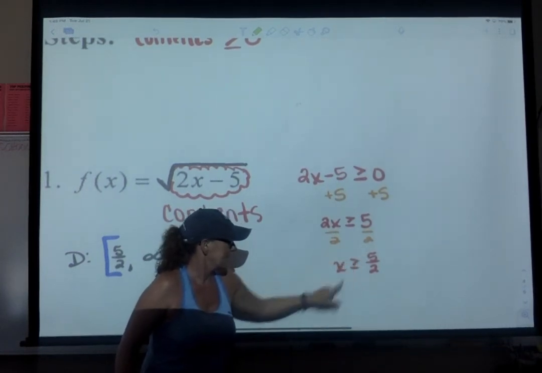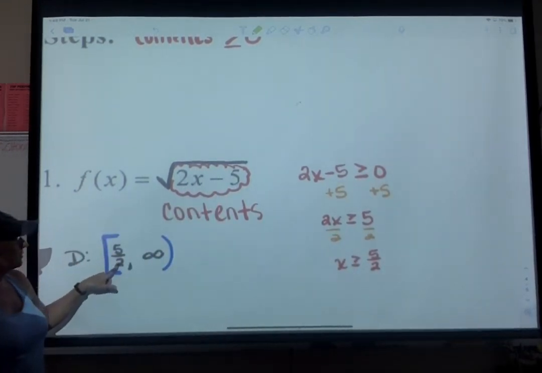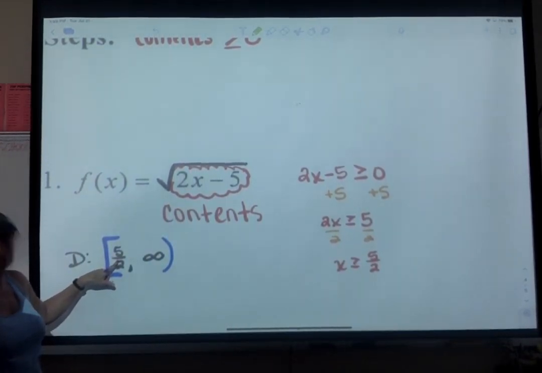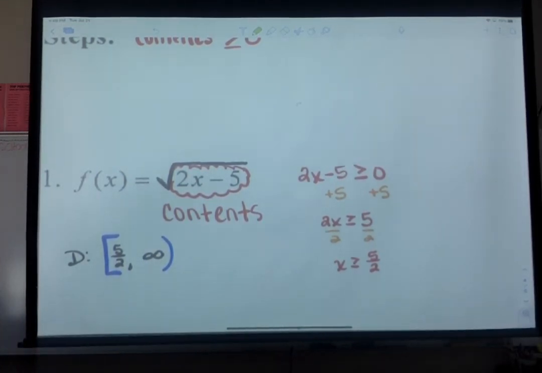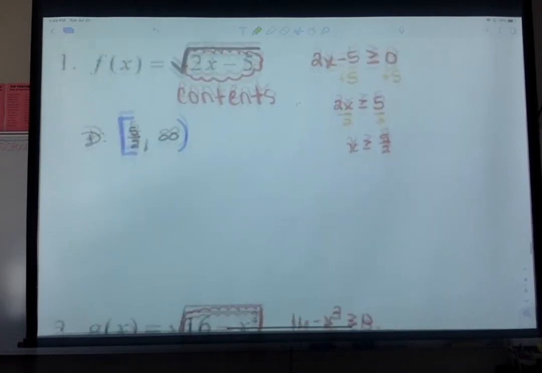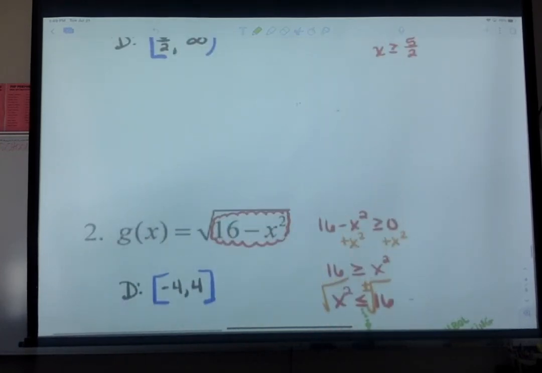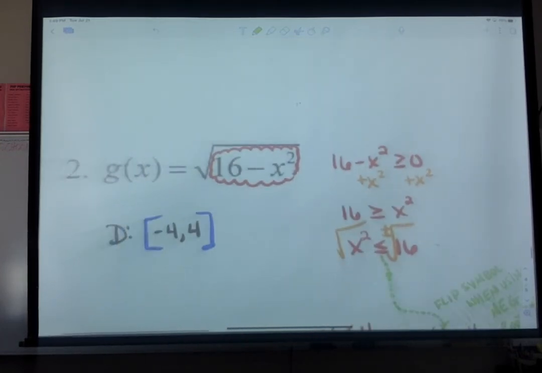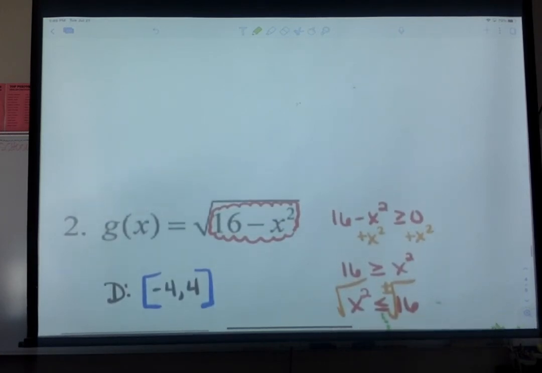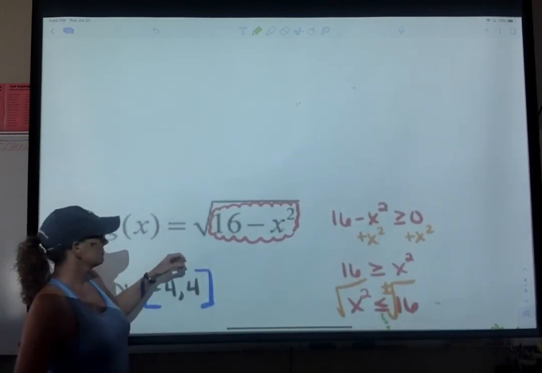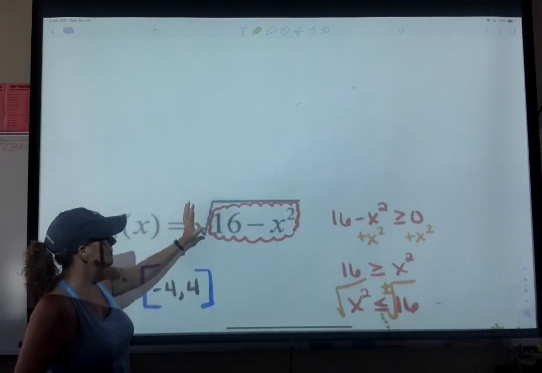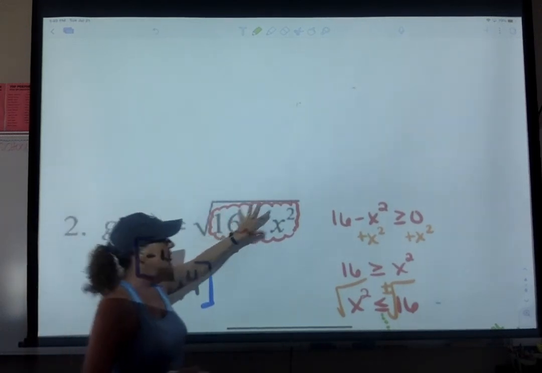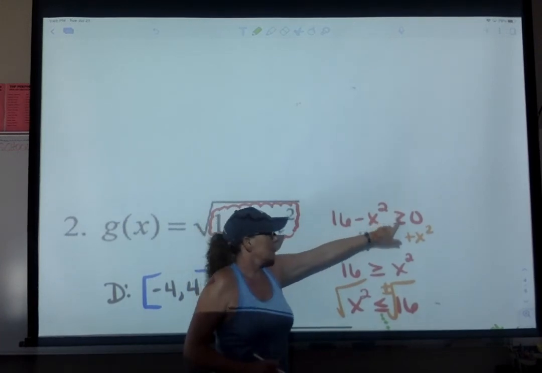This is what it looks like as an inequality. This is what it looks like in interval notation. Okay, this gets a little tricky. There's no division here. You don't have to worry about dividing by 0. You have to worry about square rooting a negative. So watch. Took out the contents, greater than or equal to 0.